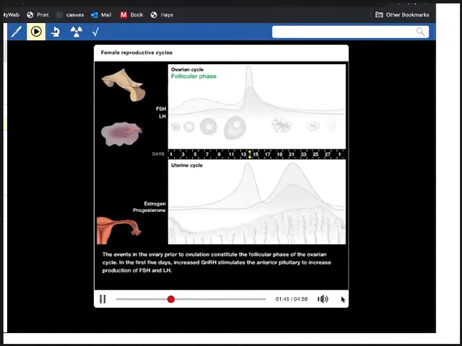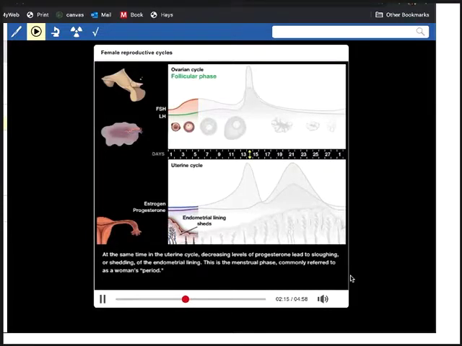In the first 5 days, increased GnRH stimulates the anterior pituitary to increase production of FSH and LH. This stimulates primordial follicles in the ovary to mature into primary follicles, each containing a diploid primary oocyte that is arrested in prophase 1 of meiosis 1. At the same time in the uterine cycle, decreasing levels of progesterone lead to sloughing or shedding of the endometrial lining. This is the menstrual phase, commonly referred to as a woman's period.